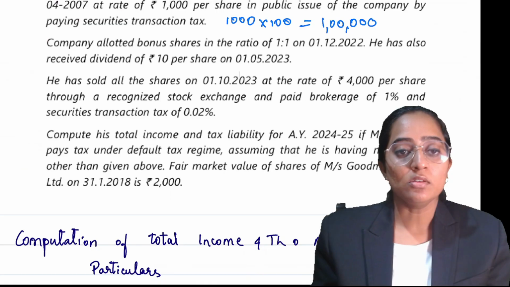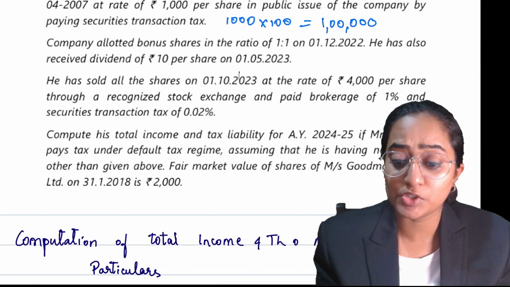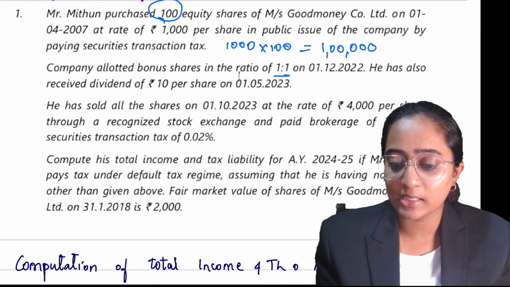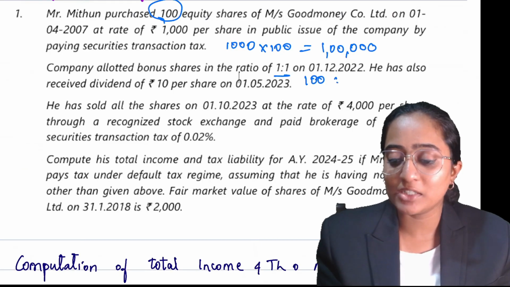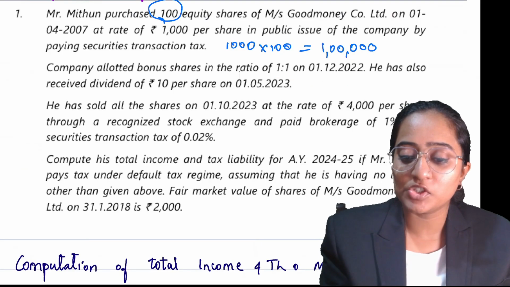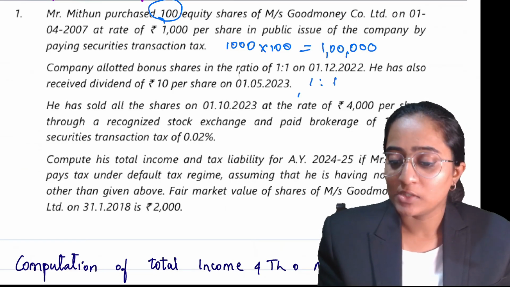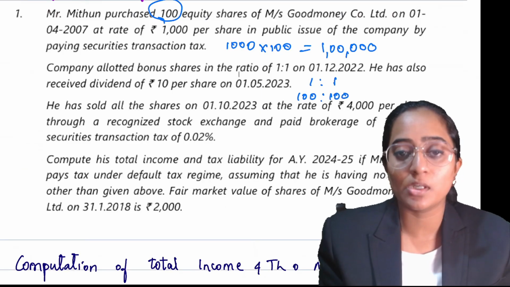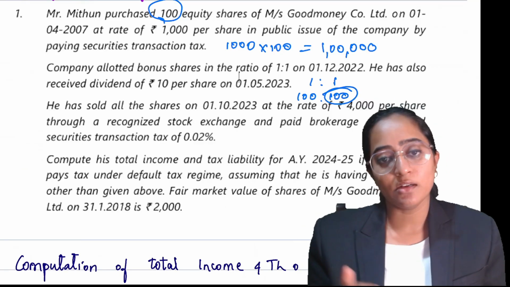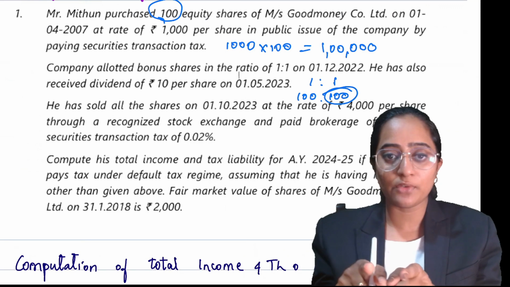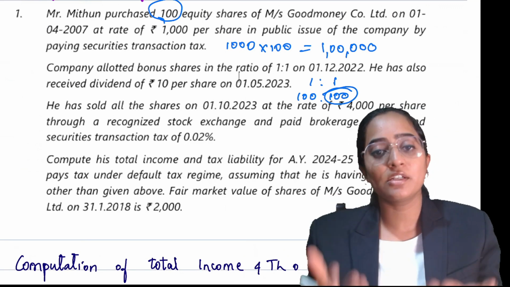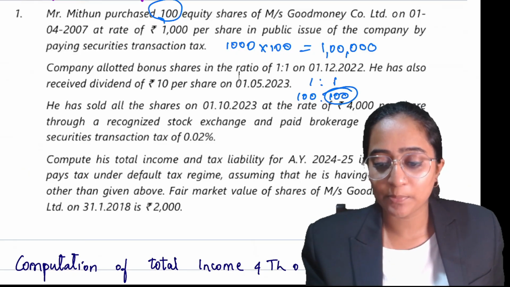Clear? Now, this company allotted bonus shares in the ratio 1:1. This fellow was already holding 100 shares. If it is 1:1, for every one share held, he is getting one share. So, if he is holding 100 shares, how many bonus shares will he get, people? It is 100. If you are holding one share, I'm going to issue one share for you, and if you are holding 100 shares, then you are going to get another 100 shares as bonus shares, right? That is what is happening over here.